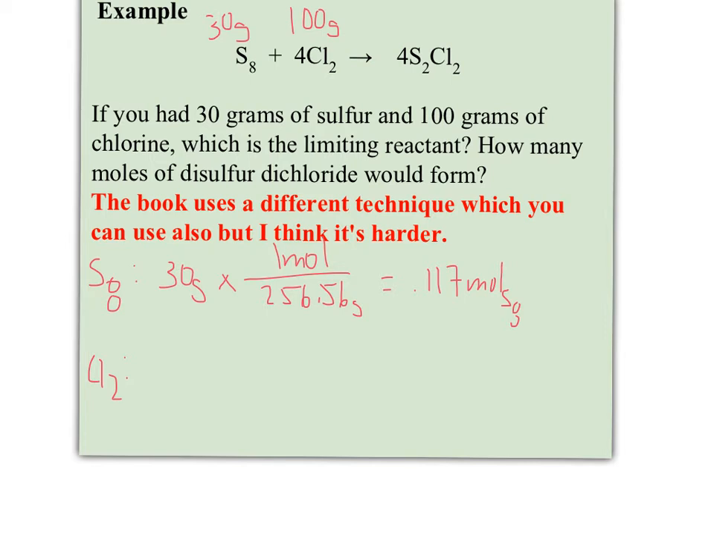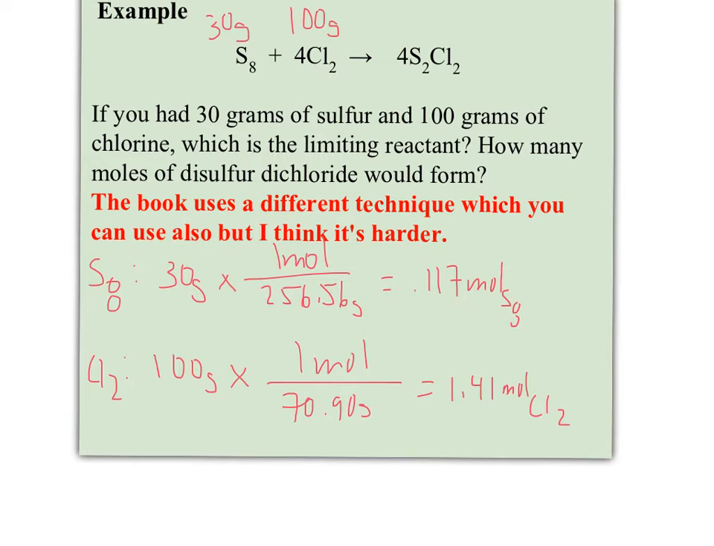So how about Cl2? 100 grams sounds like a lot. Well, 1 mole of chlorine is 70.90 grams. So 100 divided by 70.9, 1.41, well, that's a lot more than the sulfur. But I still can't decide for sure. I can't stop now and say, oh yeah, for sure my sulfur is the limiting reactant. See, I told you we only had 30 grams. Of course it makes fewer moles. Well, in this case it did, but I still have to look at one more thing here.